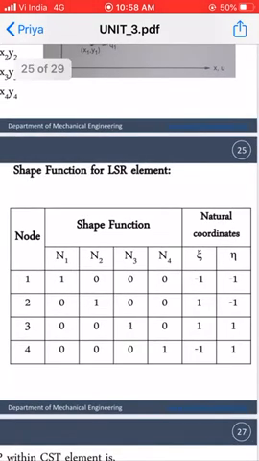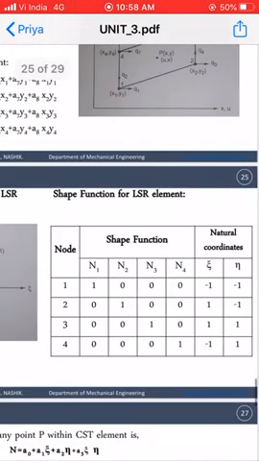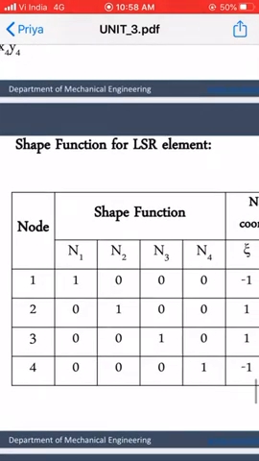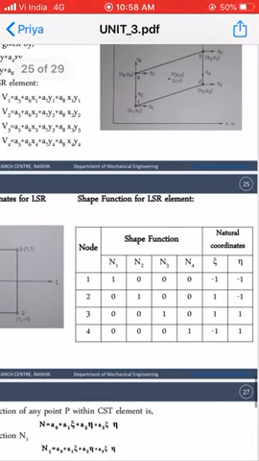Okay, so now the shape functions. How to remember shape functions? At node 1, n1 must be 1 and the other three values are 0. At node 2, n2 must be 1, other values are 0. At node 3, n3 is equal to 1, the other three are 0, and at node 4, n4 is equal to 1 and the other three are 0. Okay, so in this way you can remember n1, n2, n3, n4.